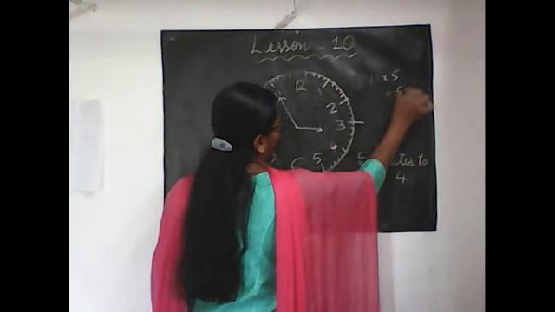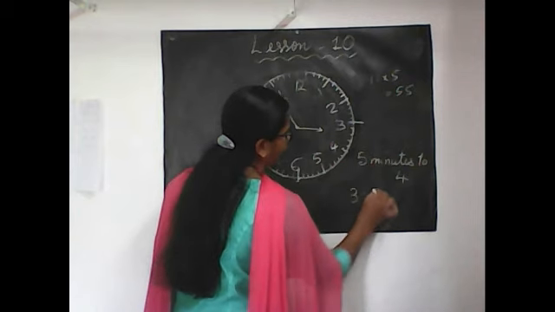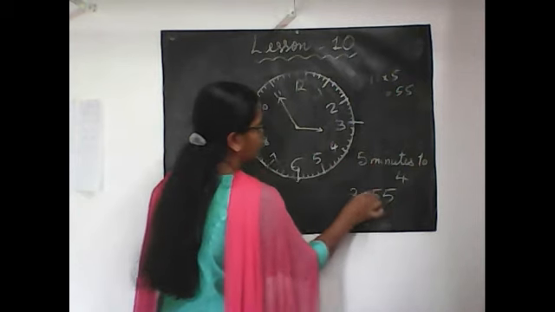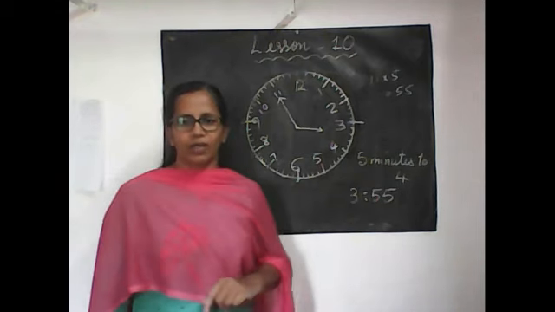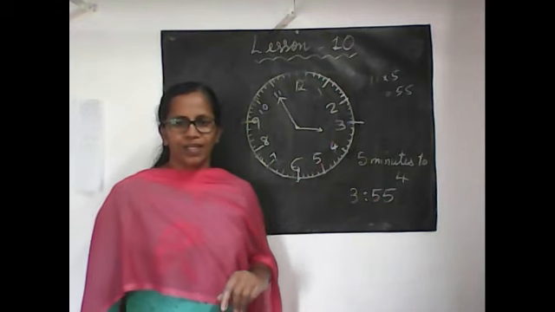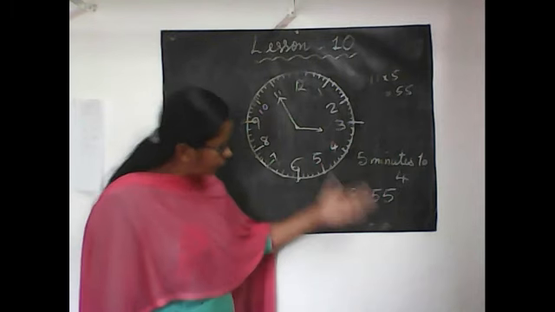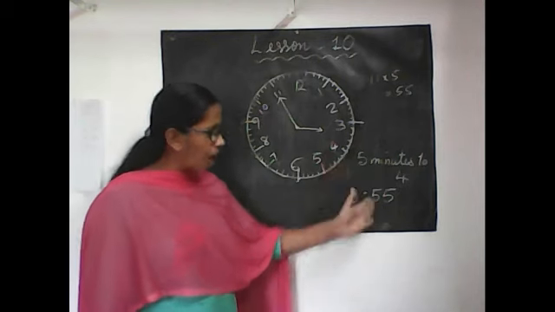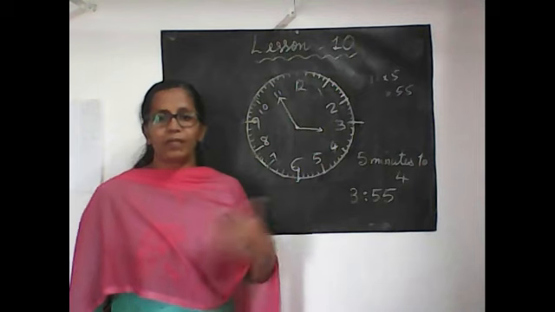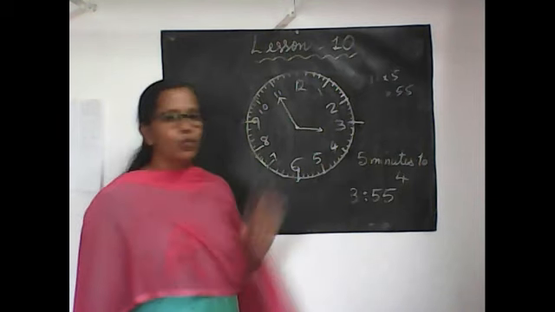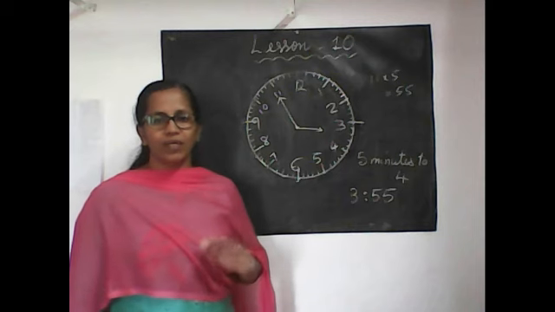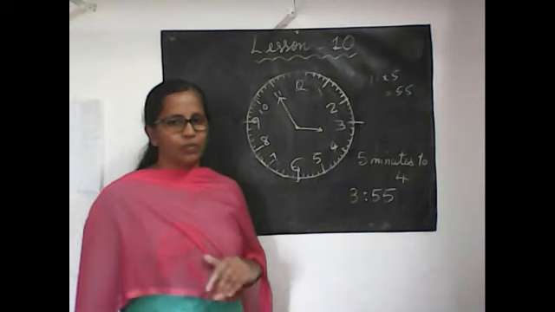55. So we can write like that. 3:55. The time is 3:55. That means 5 minutes to 4 o'clock. Okay, that is the way to write. Or we can write 55 minutes past 3. 55 minutes past 3. Or you can write 5 minutes to 4. This is a way to write the words past and to.